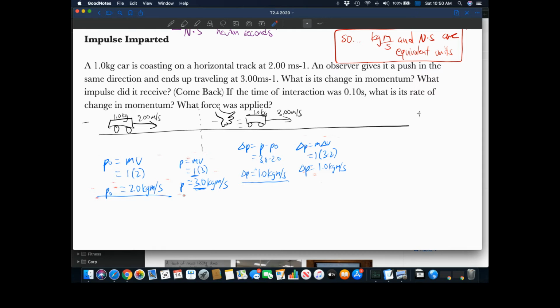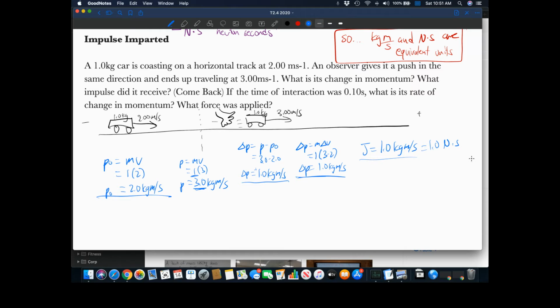So what's the change in momentum? We have our change in momentum. And what impulse did it receive? Well, let's see. The impulse it received is also 1.0 kilogram meters per second. And if you remember that definition I gave of what impulse is, it's the amount of momentum gained by a body during the interaction with another body. Well, that amount it gained was 1 kilogram meters per second, or we could say 1.0 newton second.